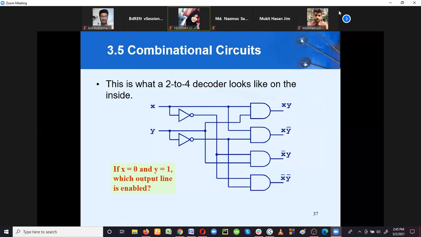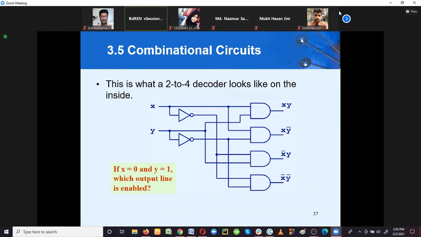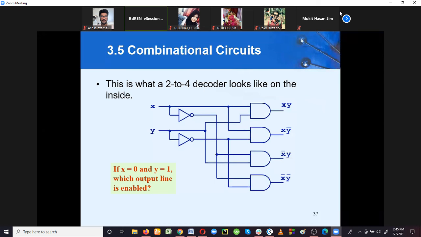In the decoder, if I give 3 inputs, what will be the number of outputs? 8. Yes, 2 to the power 3, that means 8. Because we said if n is the input, the output will be 2 to the power n. So if the value of n is 3, the output will be 2 to the power 3, which is equal to 8.